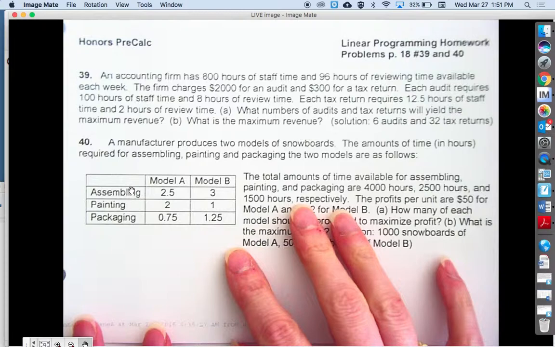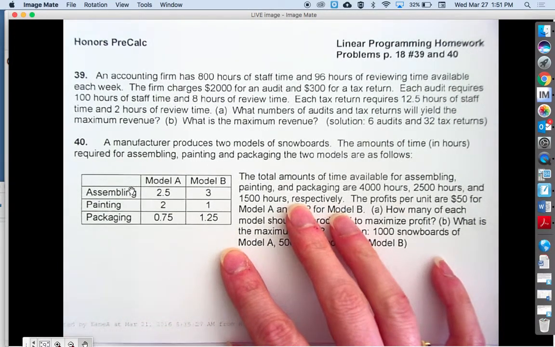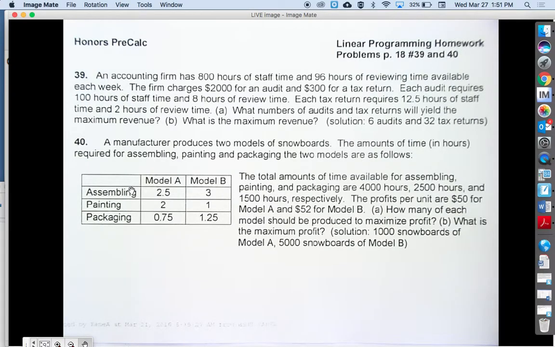So an accounting firm has 800 hours of staff time, 96 hours of reviewing time available each week. And then it talks about how much they charge. And then it says an audit has 100 hours of staff time, 8 hours of review time. A tax return has 12 and a half hours of staff time, 2 hours of review time. So when you look at part A, what number of audits and tax returns will yield the maximum revenue?